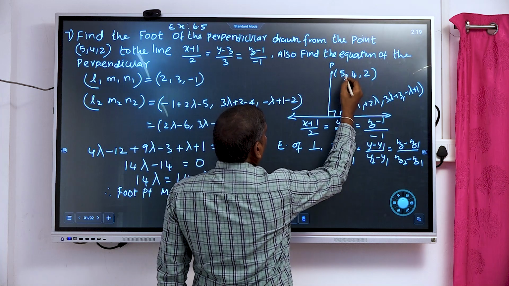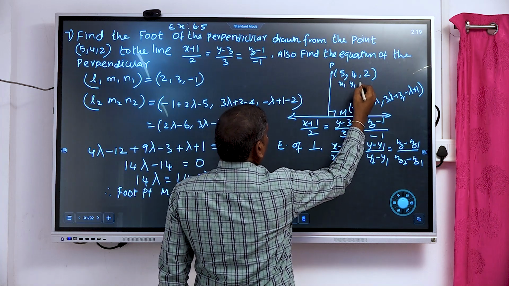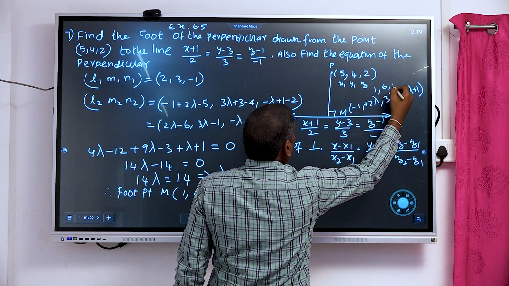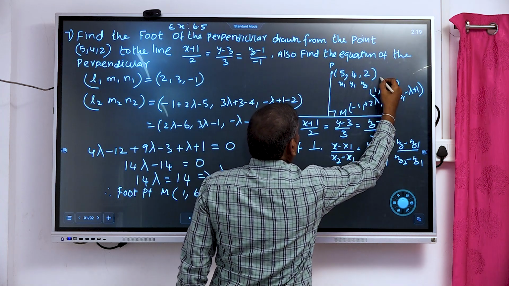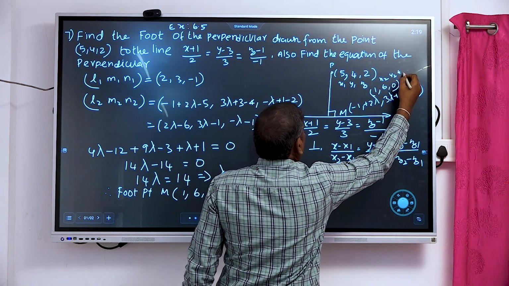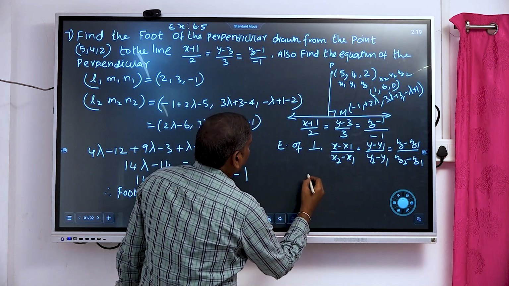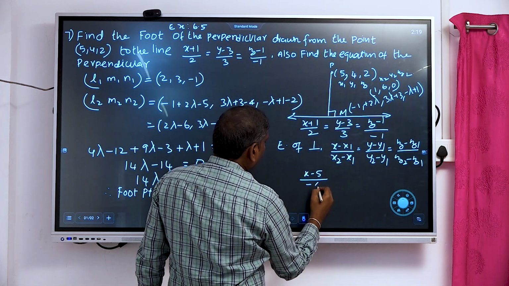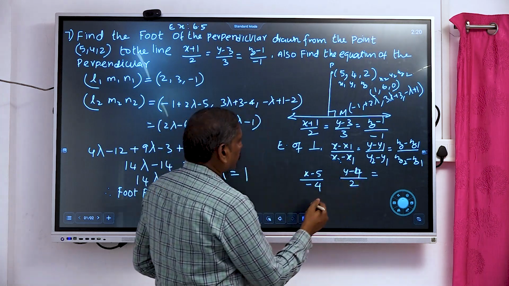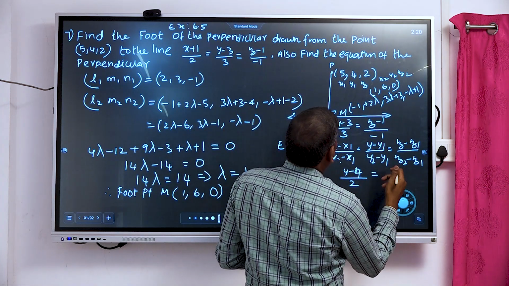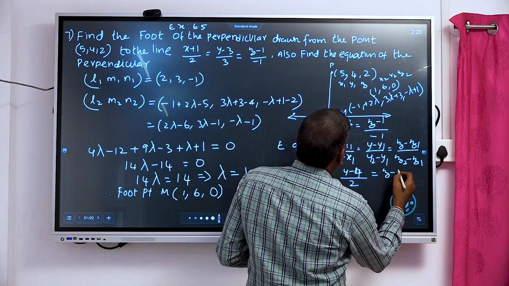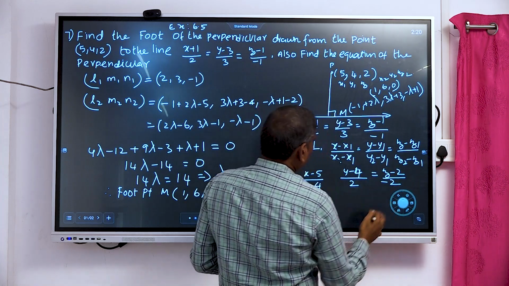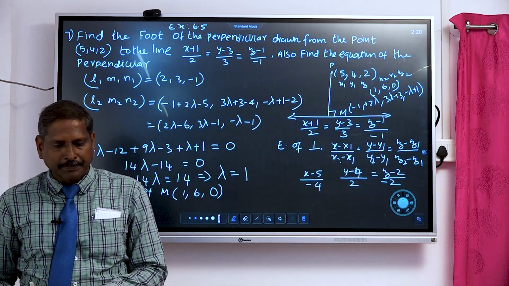Here you have 1 point, namely x1, y1, z1, and you have one foot point, namely 1, 6, 0, and that you treat as x2, y2 and z2. Okay, substitute over here: x minus 5 divided by x2 minus x1, which is minus 4, that is good. So here you get z minus 2 divided by z2 minus z1, you get minus 2. So this gives you the equation of the perpendicular.